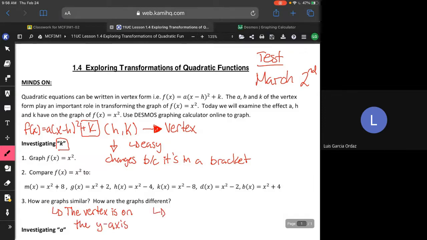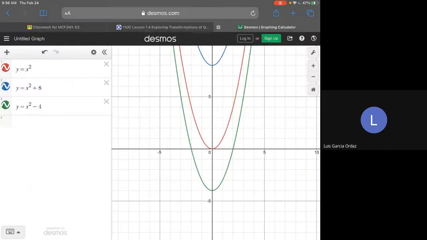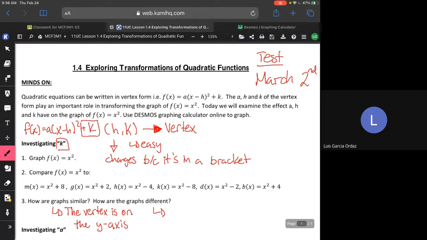And what is different about these three graphs? What's the difference? So Sarah said the x's are the same. Olivia? Yeah, the y's of the vertex are different.